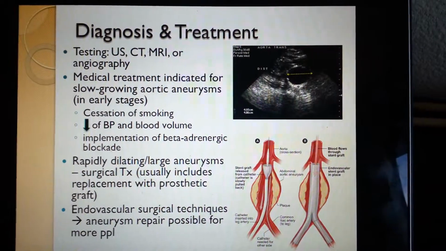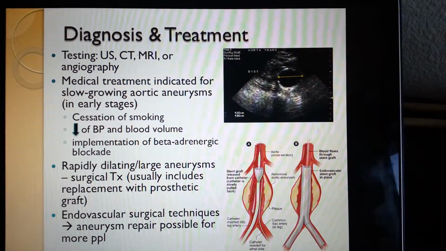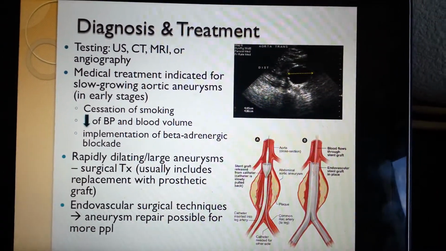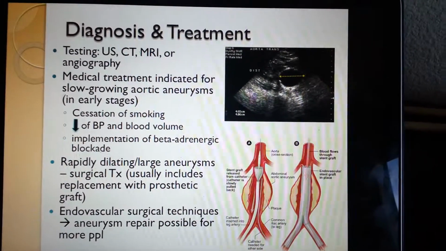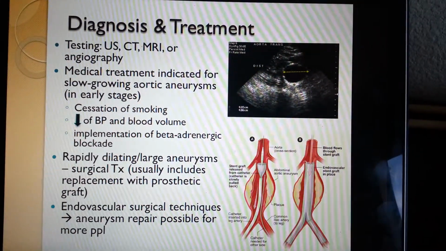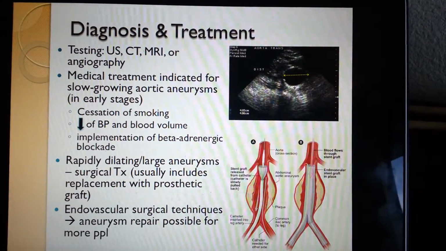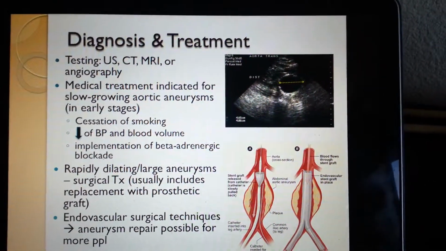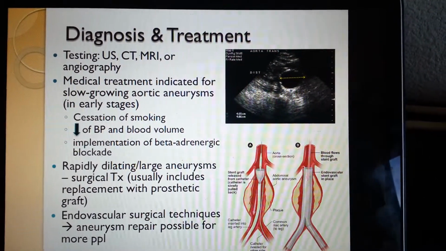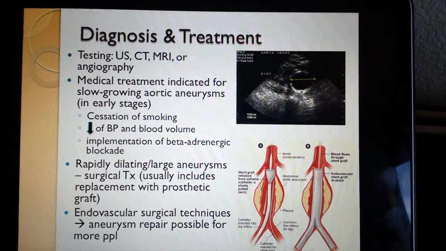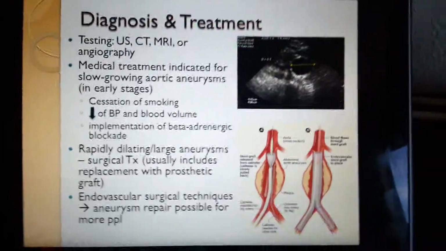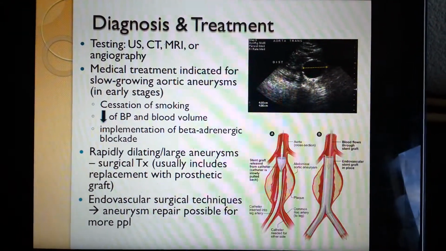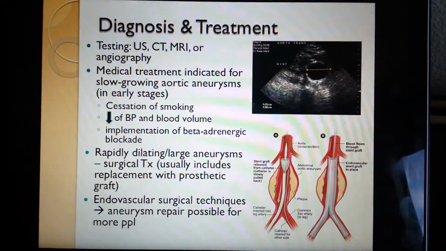As far as diagnosis and treatment is concerned, we can do tests such as an ultrasound, a computed tomography, MRI, or an angiography. Medical treatment is typically used if the aortic aneurysms are not proceeding very quickly and usually in the early stages. Typically what we want to do is get people to stop smoking, and we want to lower their blood pressure and how much blood they have, as well as implement the use of beta-adrenergic blockade. For aneurysms that tend to be dilating rather quickly and are rather large, we usually want to refer to surgery, usually dealing with replacement with prosthetic grafts.